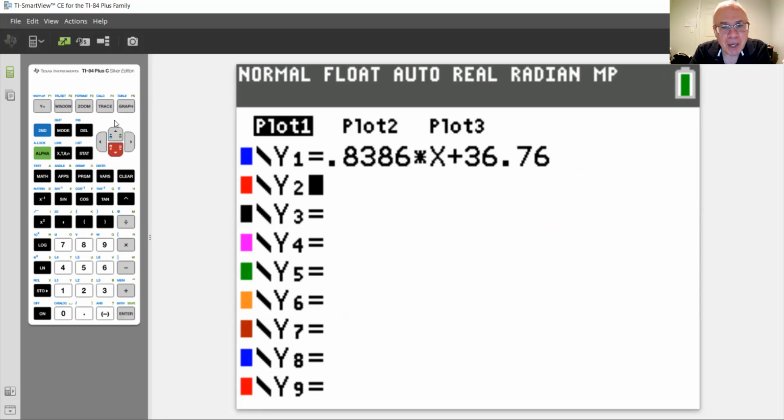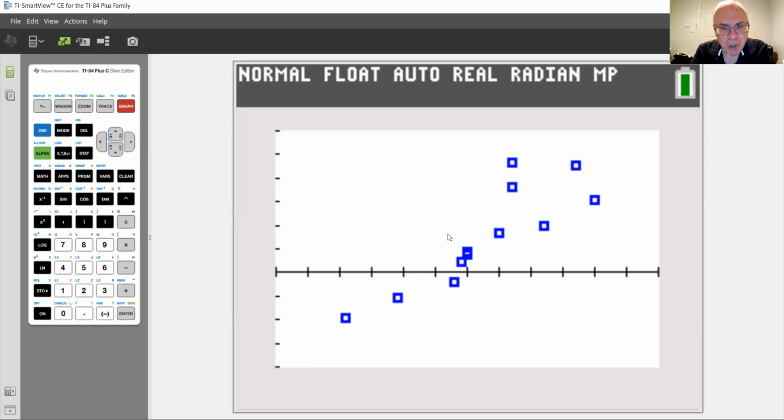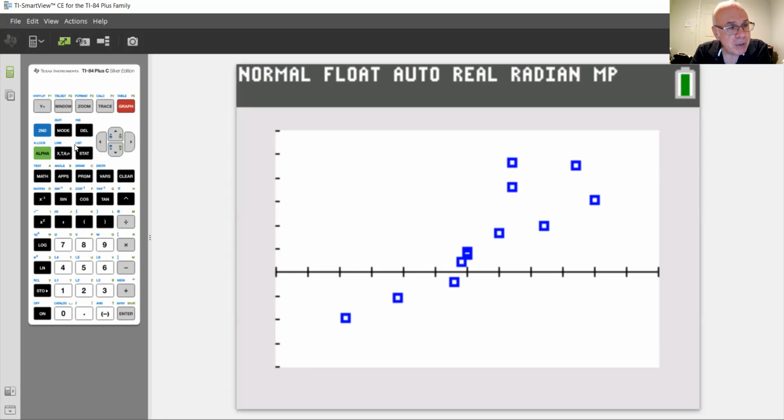scroll down, there's my equation, 0.8386 times X plus 36.76. All right, and if I hit graph, see if that works. And for some reason, it did not work. It did work for me before. What ends up happening when it does work is that the line actually goes right through the points, so you can get the line of best fit in there. But for whatever reason, it is not working. I'm a little shocked because it did work earlier in the day. It's not quite clear why it's not working here.